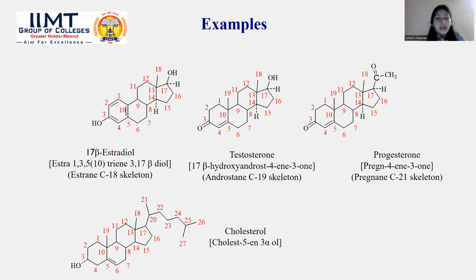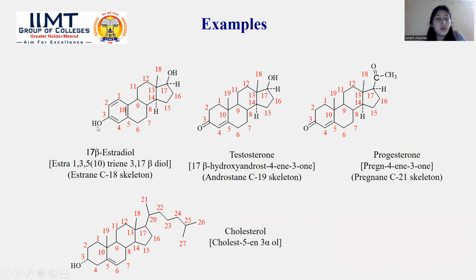Next, I have taken these examples. You can now easily understand them one by one. I will discuss them. I have taken the first example as 17 beta estradiol. I have already discussed this. Estra 1, 3, 5, because 3 bonds are present. I have already told you 5 bracket 10 because the numbering is not continuous. If the double bond is present here, I'll write only 5, but the double bond is present between 5 and 10, so we'll write 5 bracket 10 triene.